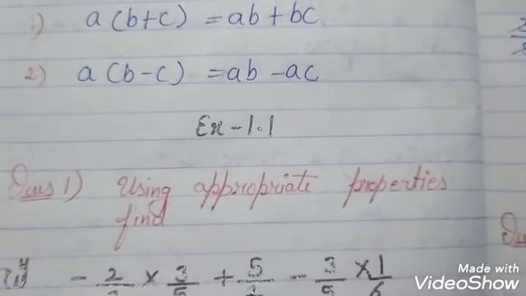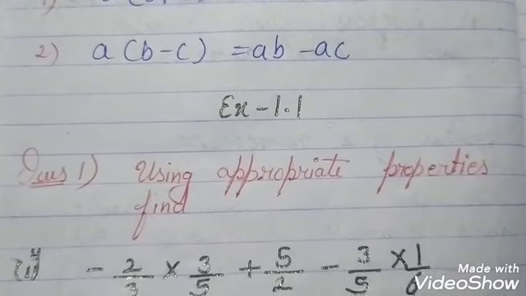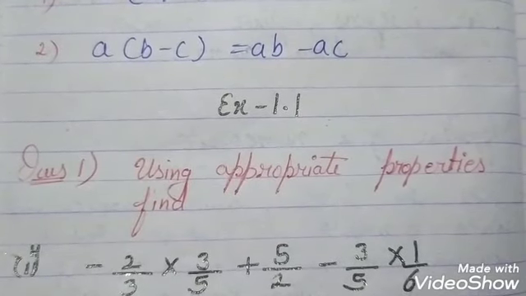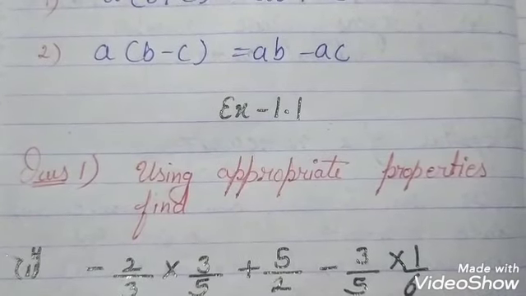First question is using the appropriate property, find. Part first is minus 2 upon 3 multiplied by 3 upon 5 plus 5 upon 2 minus 3 upon 5 multiplied by 1 upon 6.